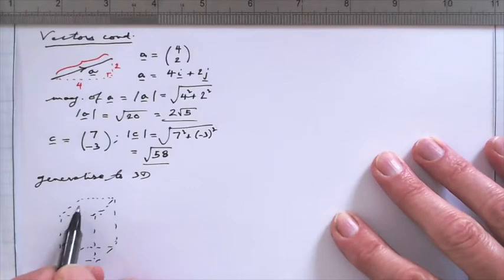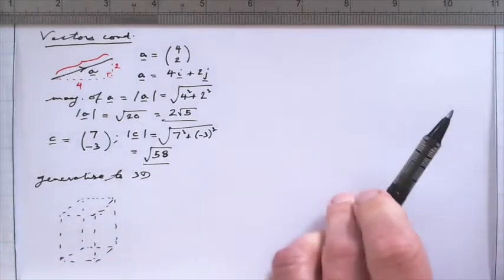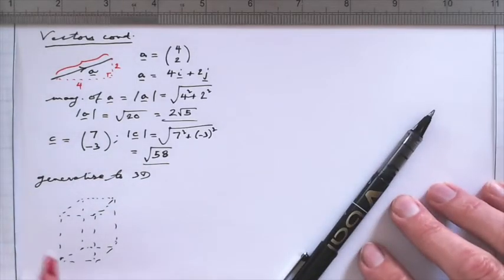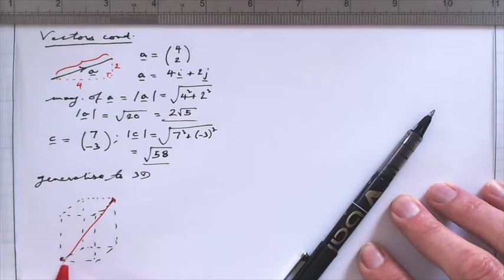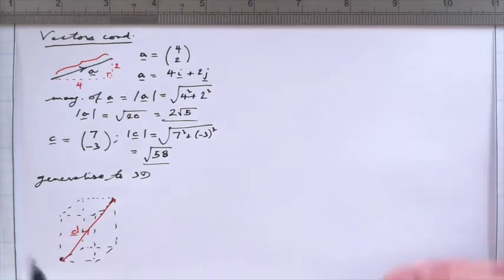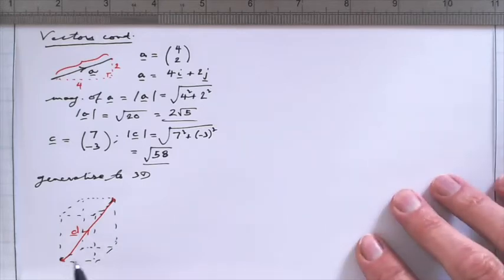Okay, and our vector in 3D goes from here to here, and let's call it vector D. Okay, and again in 3 dimensions a vector is just a quantity that is defined by its direction and by its magnitude.